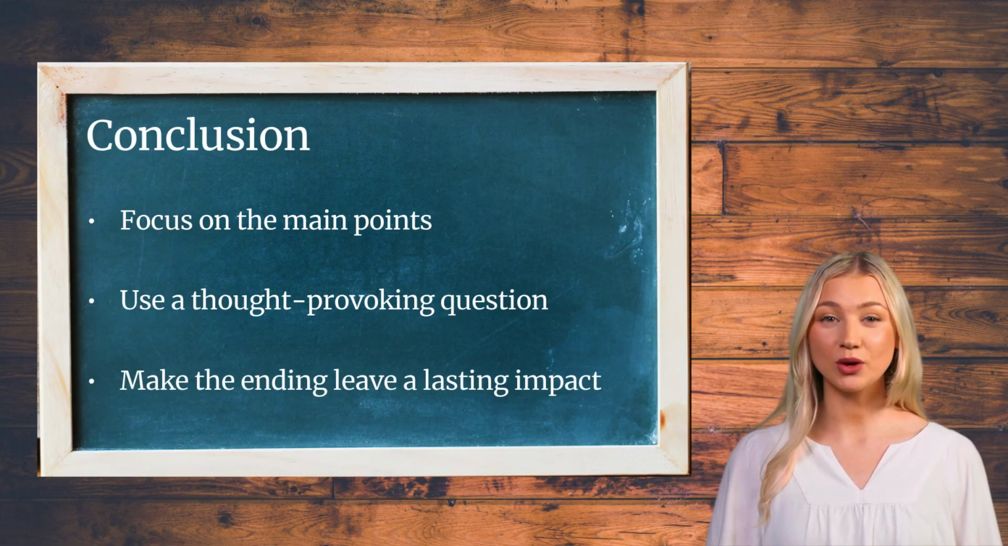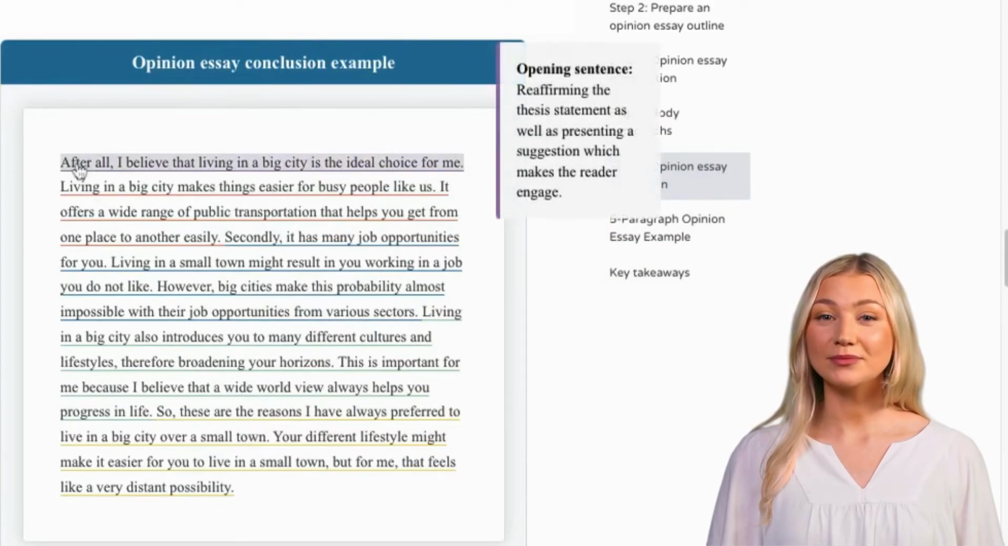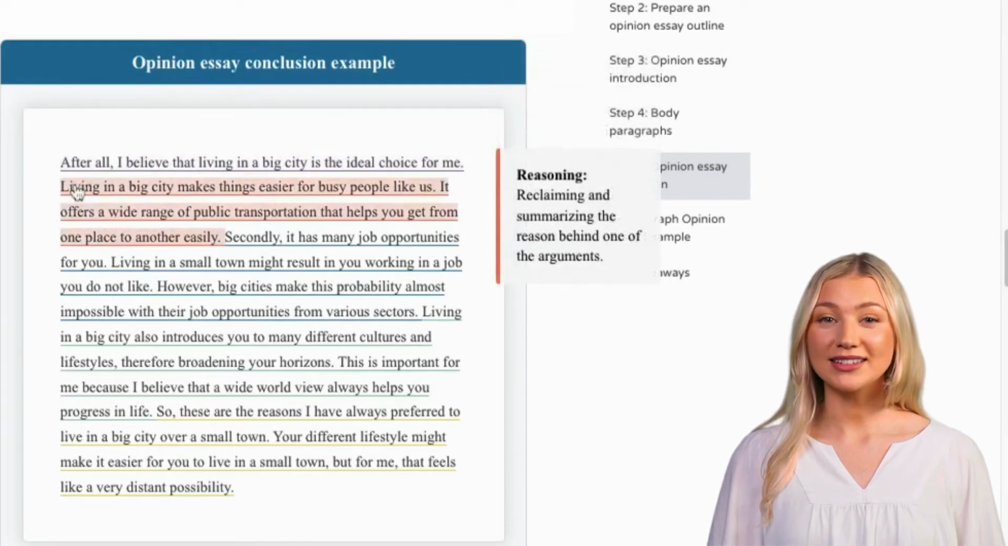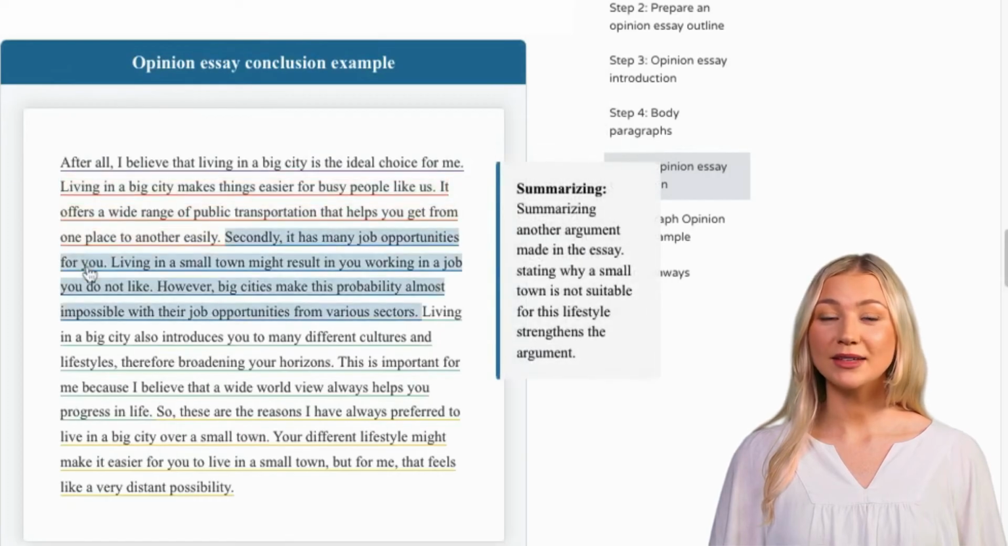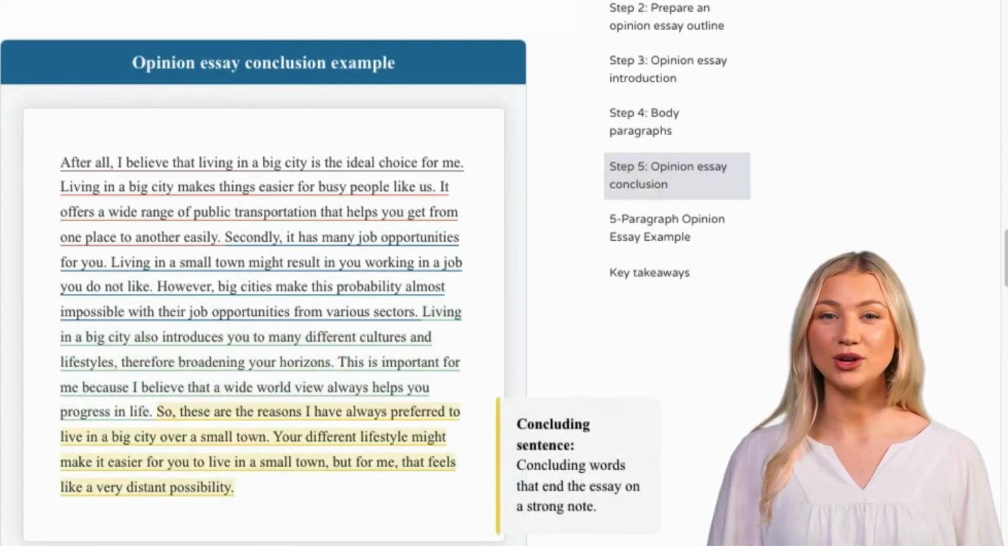So let's see the example on the left. It starts with an opening sentence that reaffirms the thesis statement. Then, the writer provides the reasoning for their opinions. In the next part, the writer summarizes one of their main points to remind the reader. This is followed by the writer emphasizing that these are personal and subjective opinions. Lastly, we see the concluding sentence, where the writer makes a long-lasting final comment. If you have a well-planned conclusion just like this one, then you are all set with your opinion essay.